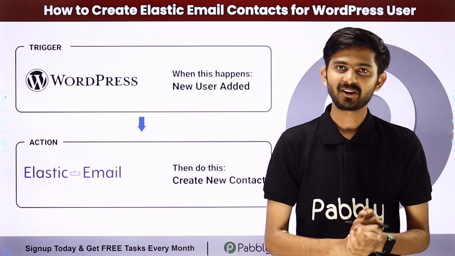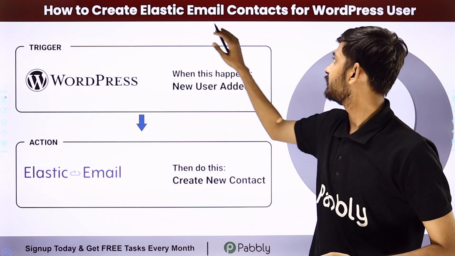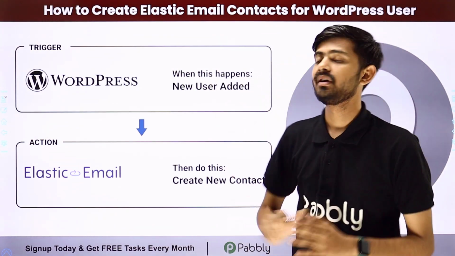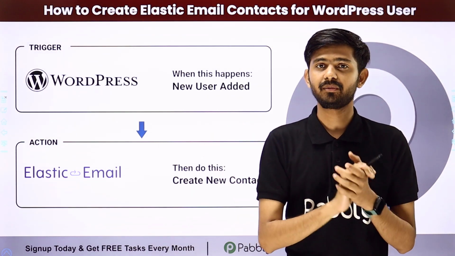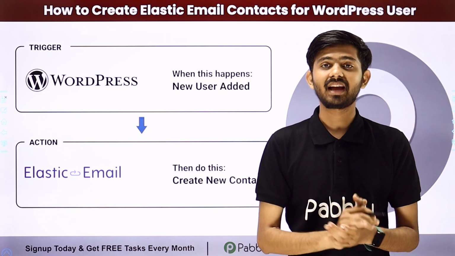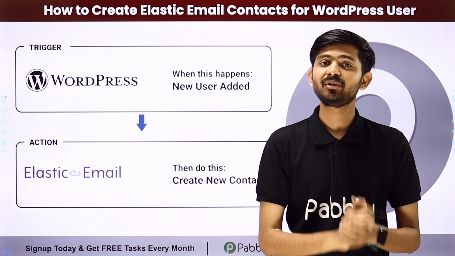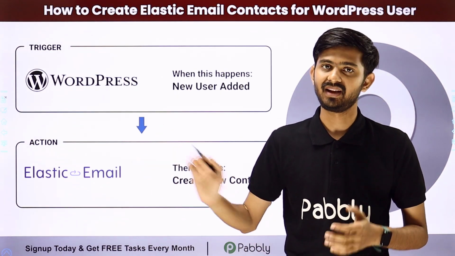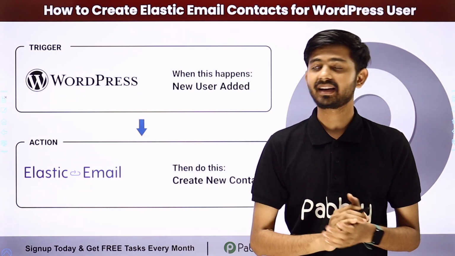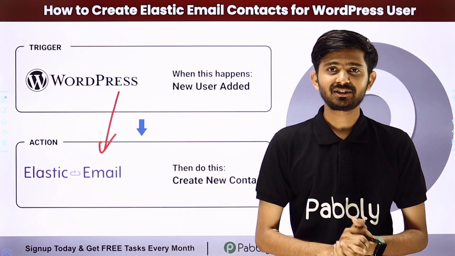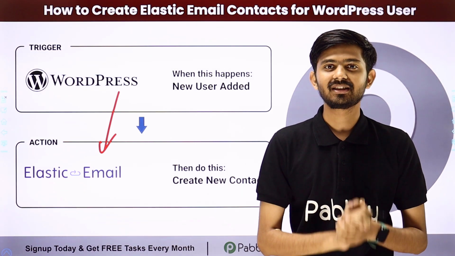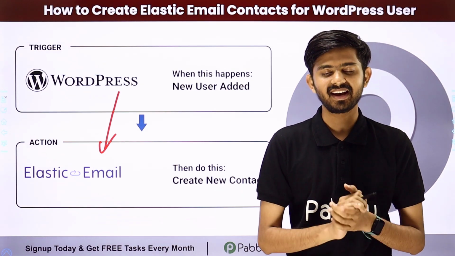Hello everyone, today our topic is how to create Elastic Email contacts for WordPress users. My objective is that whenever a new user is added in my WordPress account, then automatically, by capturing those details of the user, I'm going to create a new contact in Elastic Email. For that, I have to simply build a connection between WordPress and Elastic Email. For building this connection, I'm going to use Pabbly Connect, which is an amazing software for automation and integration.